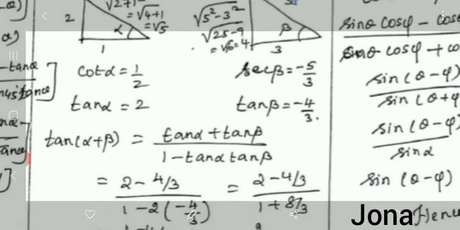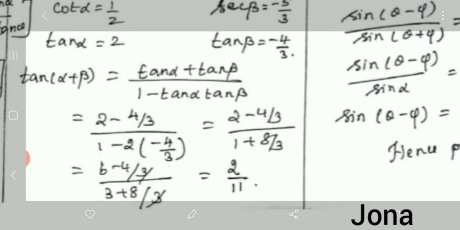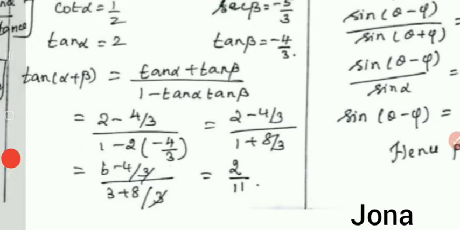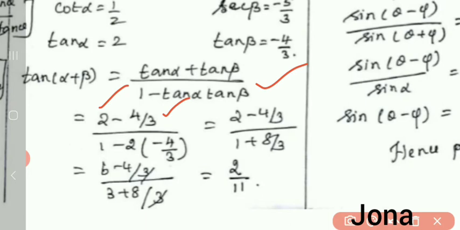Then I want to find the value of tan of alpha plus beta. Tan of alpha plus beta is tan alpha plus tan beta by 1 minus tan alpha tan beta. Now substitute the values of tan alpha and tan beta. Then simplify everything, you will get the answer for this 2 by 11.